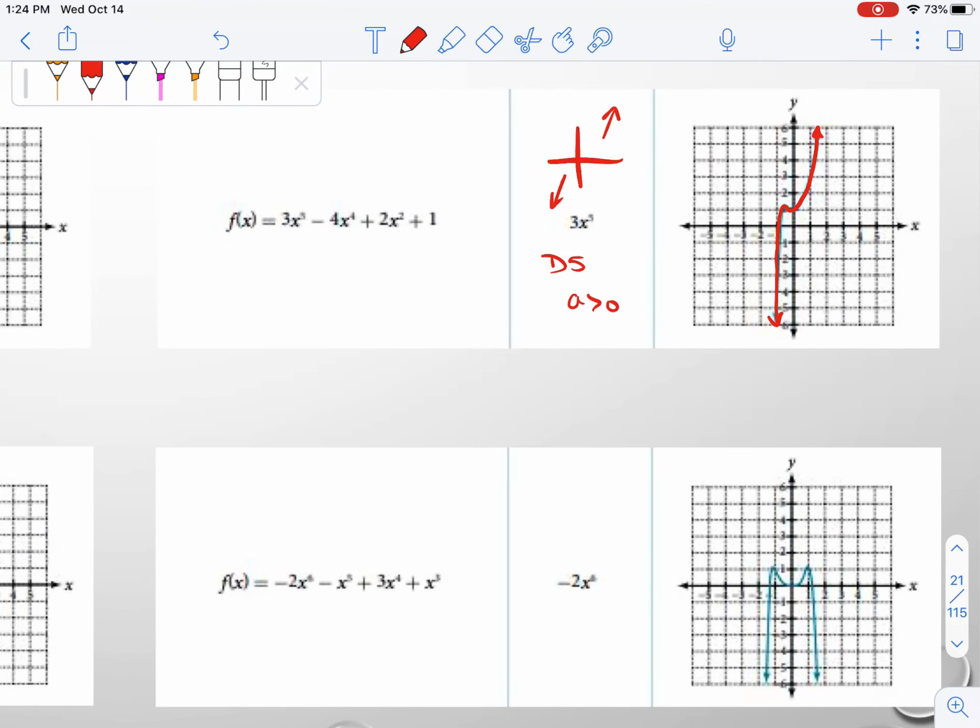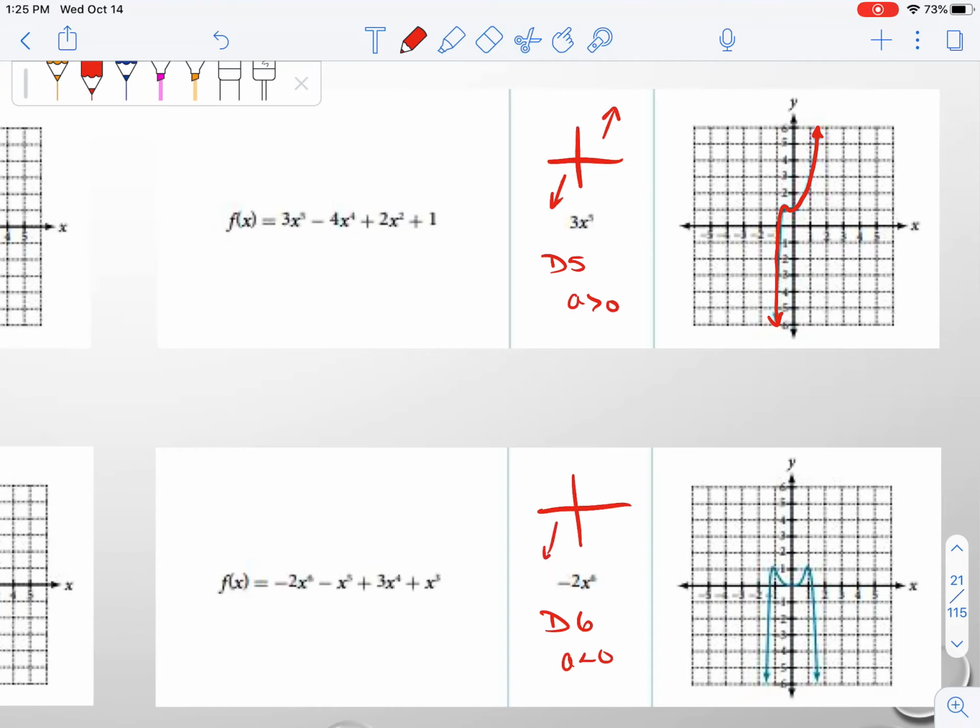Okay, last but not least, then I have negative 2x to the sixth, minus 5x to the fifth, plus 3x to the fourth, plus x cubed. My leading term is negative 2x to the sixth, right? So my degree is 6. A is less than 0.